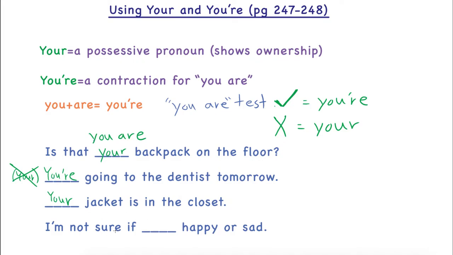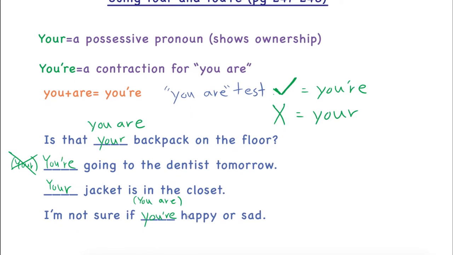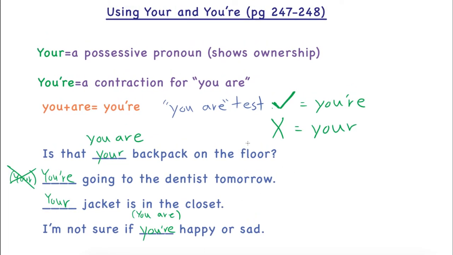Okay, next one. I'm not sure if blank happy or sad. So do the "you are" test. If I put "you are" in the blank, does it make sense? "I'm not sure if you are happy or sad." Yeah, that makes sense. So you would use you're with the apostrophe R-E. I'm not sure if you're happy or sad. All right, so very similar to our last lesson, right? Instead of doing "it is," you're doing "you are."